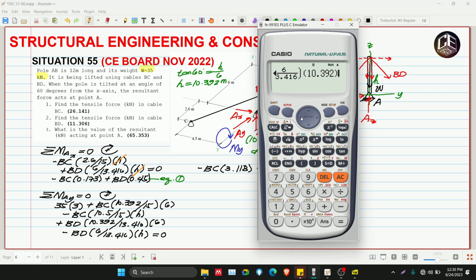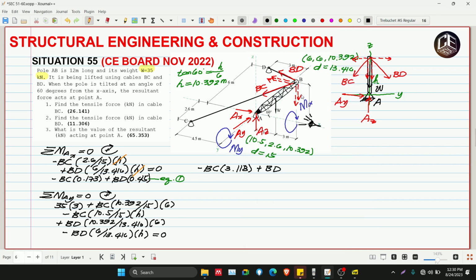Nag-zero siya? Bakit siya nag-zero? Wait lang, ha? Unahin natin yung Z niya, 10.392 over 13.416, then multiplied by 6. Tapos yung X niya, 6 over 13.416, then multiplied by H, which is 10.392. Tama naman. But nag-zero yung BD. Ay, sorry. Ang X pala ng BD is 3 plus 6, so that is 9. Mali to. Ngayon, this is 9.